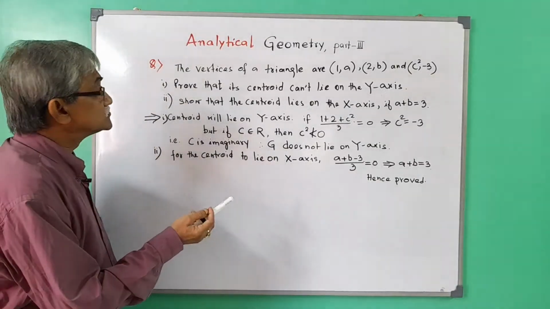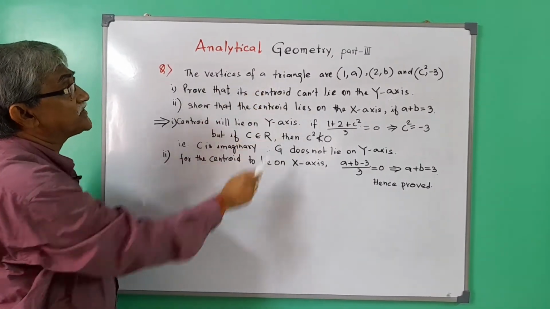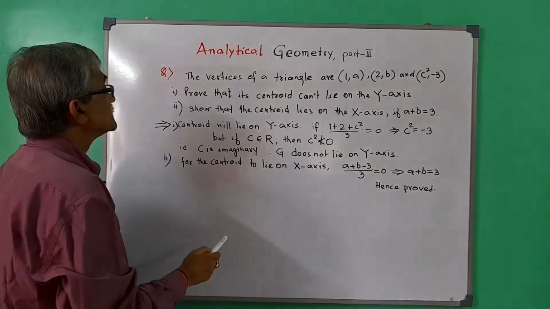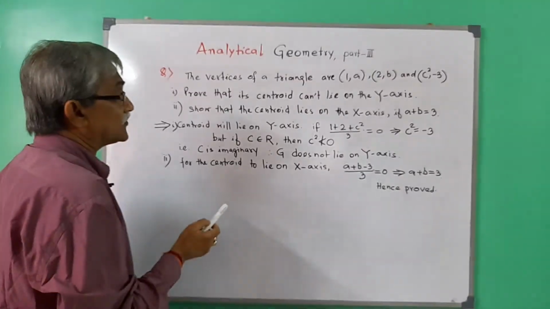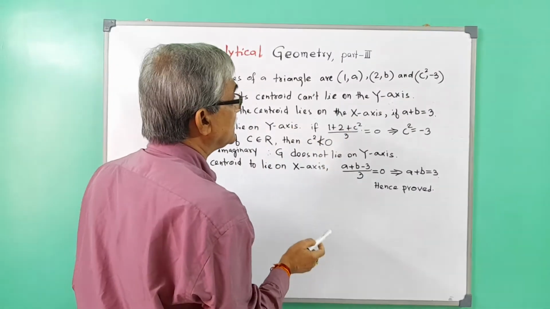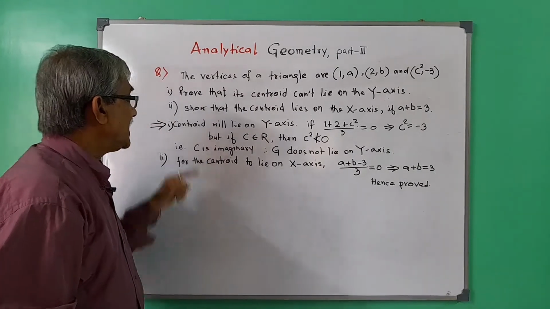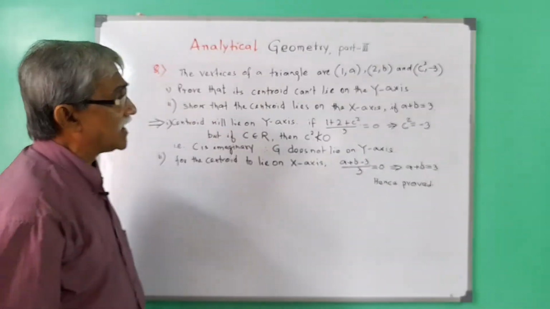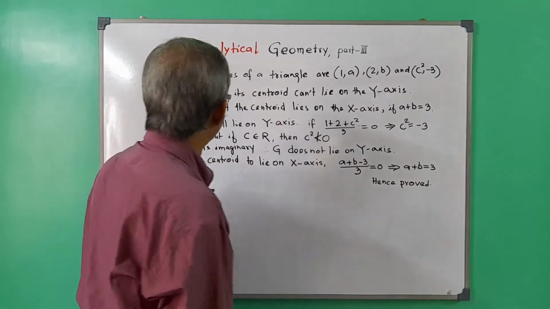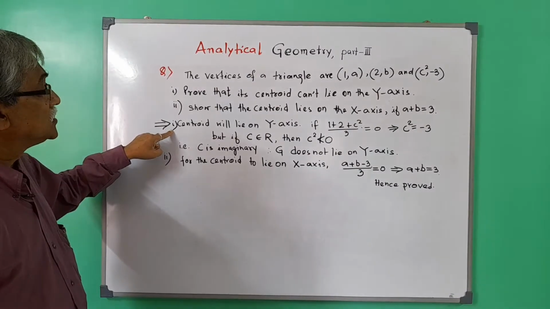Now, let us take one question. Given the vertices of a triangle (1, a), (2, b) and (c², -3). There are two parts in the question. First, prove that its centroid cannot lie on the y-axis. And the second is show that the centroid lies on the x-axis if a + b = 3. Okay? So let us solve the first part.